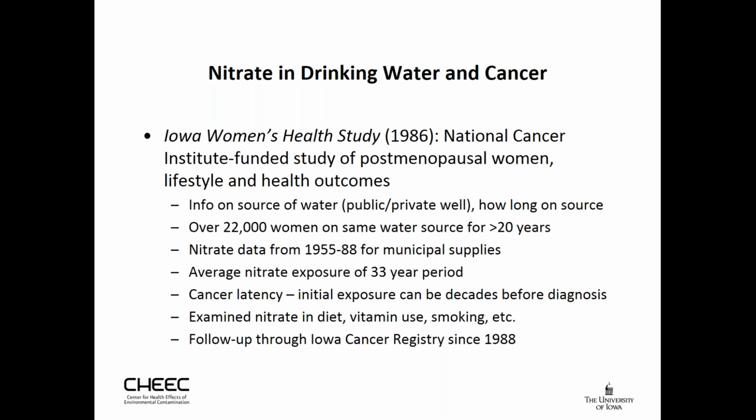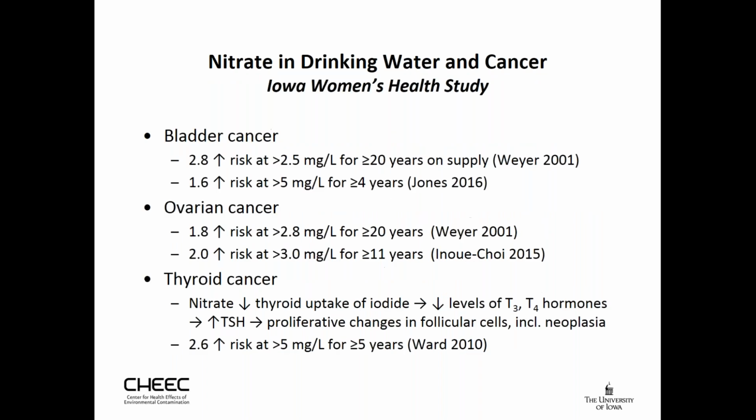This is important because cancer generally has a latency factor. It's not what you're exposed to right now, it's what you were exposed to in the past. So we were able to go back about 30 years to see what kind of nitrate exposure these women had. We had information on nitrate in the diet, their vitamin use, smoking, that type of thing. We were able to follow these people through the Iowa Cancer Registry, which I spoke about a couple of minutes ago, since 1988 to the current time.